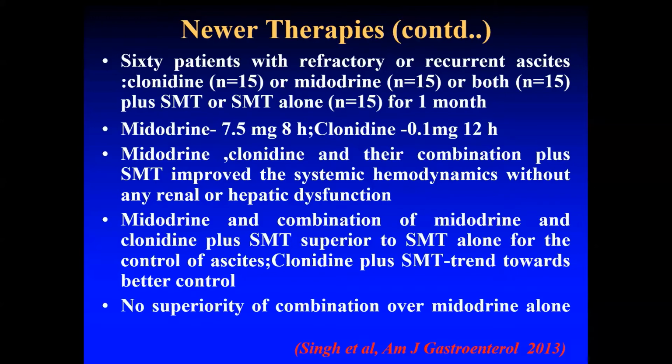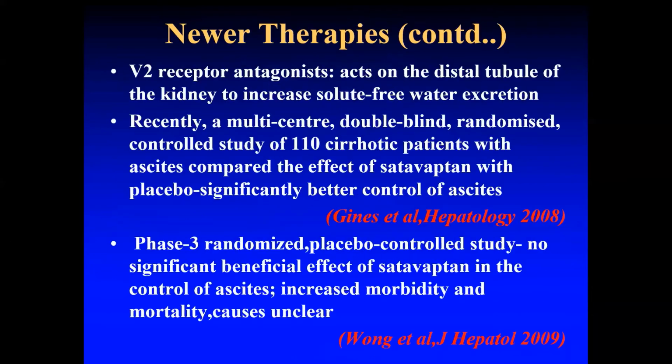The midodrine, clonidine, and their combination plus the SMT improved the systemic hemodynamics without any renal or hepatic dysfunction. Midodrine and the combination of midodrine and clonidine plus the SMT was superior to SMT alone for the control of ascites. Clonidine plus SMT, there was a trend towards better control. However, there was no superiority of the combination over midodrine alone.